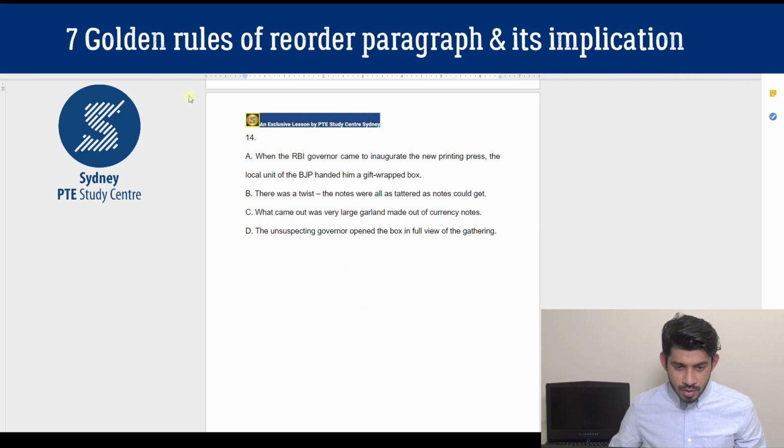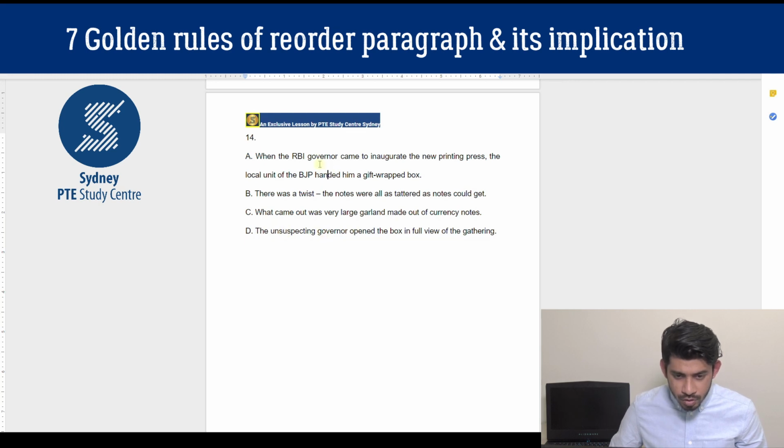Now let's do another one, number 14. When the RBI governor, so it could be a keyword, RBI governor. There was a twist, the notes, talks about notes. What came out was, so something came out, girl. I can see a gift wrap box. So these are the word clues. Number D says the suspecting governor.